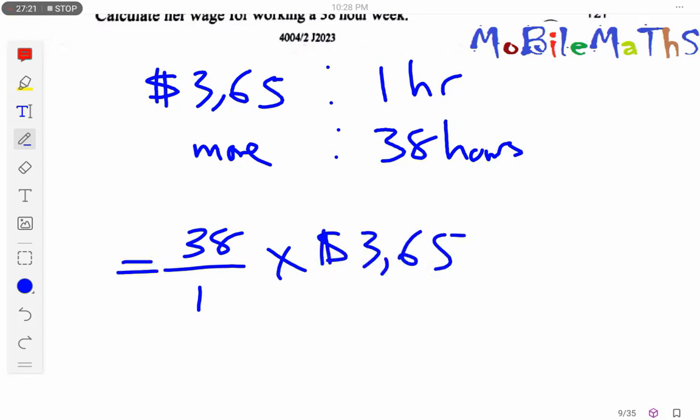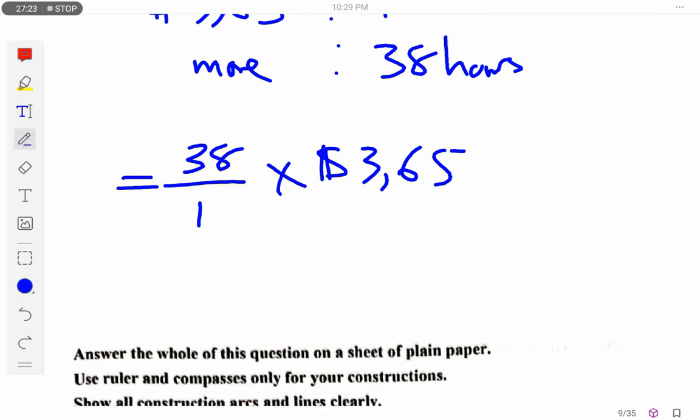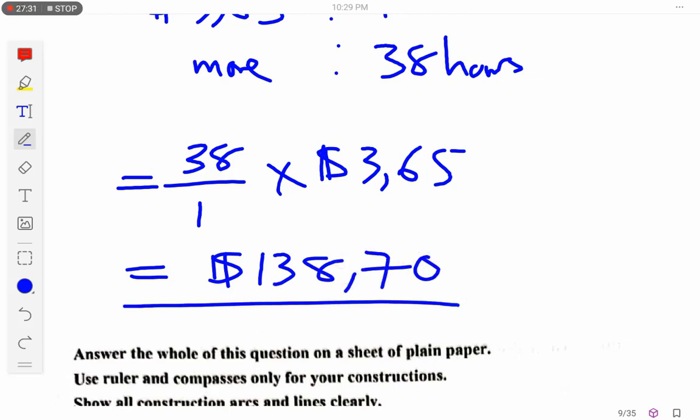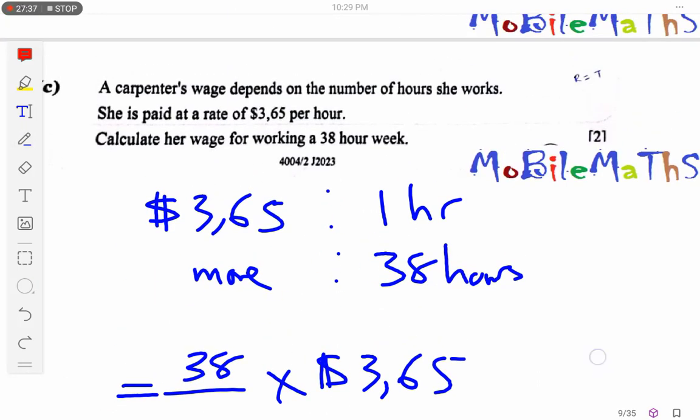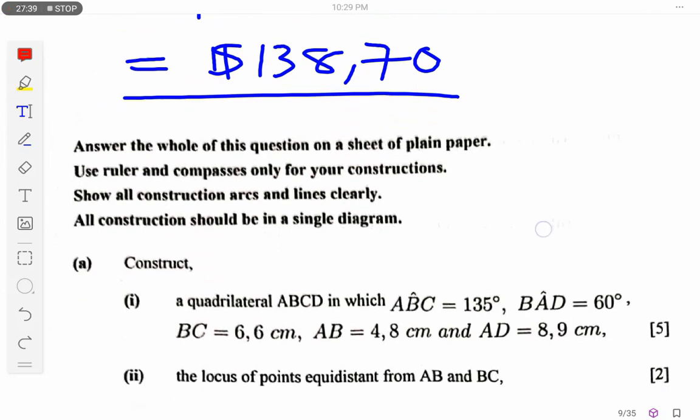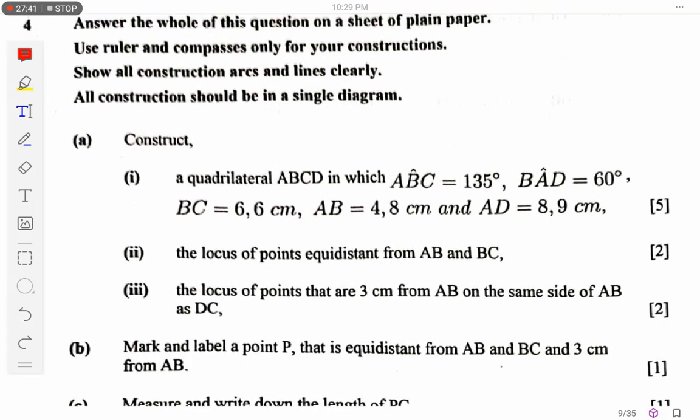When I multiply this, let me see what I'm getting. I'm getting 138.70, like that. That's the amount of money that this carpenter is going to get after 38 hours. Now let's move on to number 4, construction.